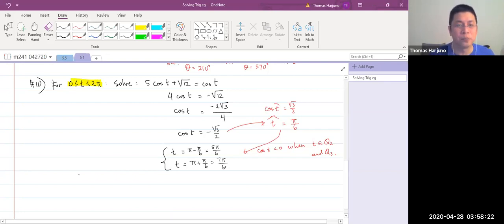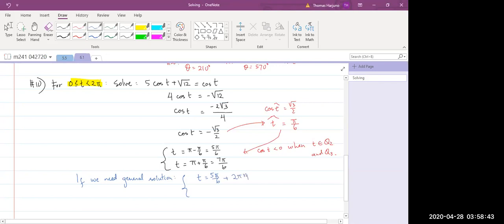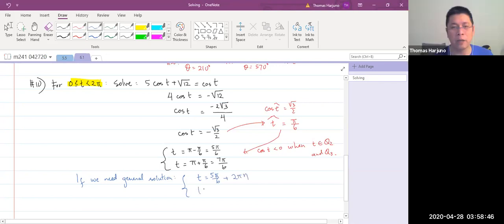Okay, but if we need the general solution, then we will get t equals 5 pi over 6 plus 2 pi n, okay, 7 pi over 6 plus 2 pi n, for n an integer.